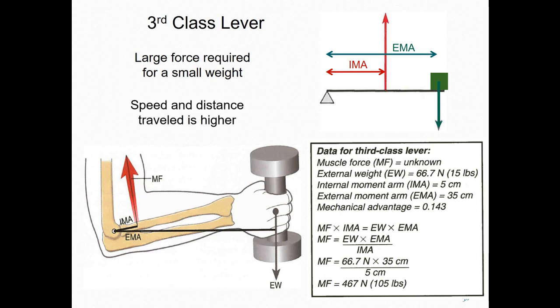This functional cost of only being able to move relatively small masses with a third-class lever is offset by the functional benefit of being able to move these masses very quickly and through large ranges of motion. To see an interesting example of the clinical relevance of understanding mechanical advantage, I recommend that you have a quick look at page 24 in your textbook that looks at the application of mechanical advantage to making decisions about tendon transfers.